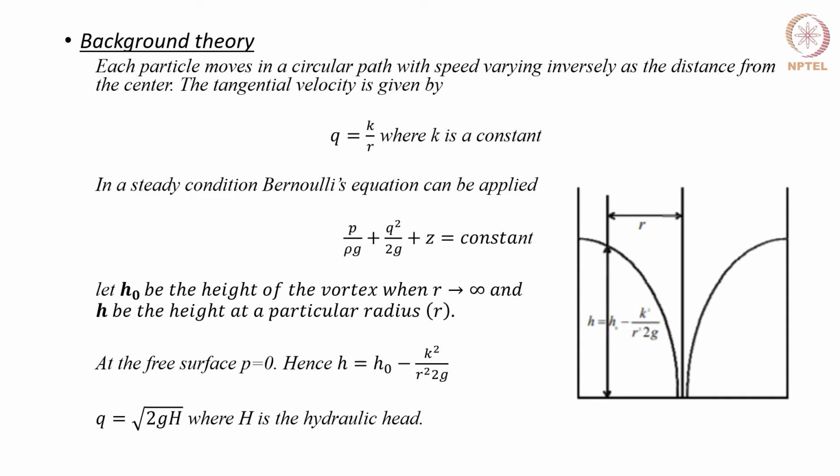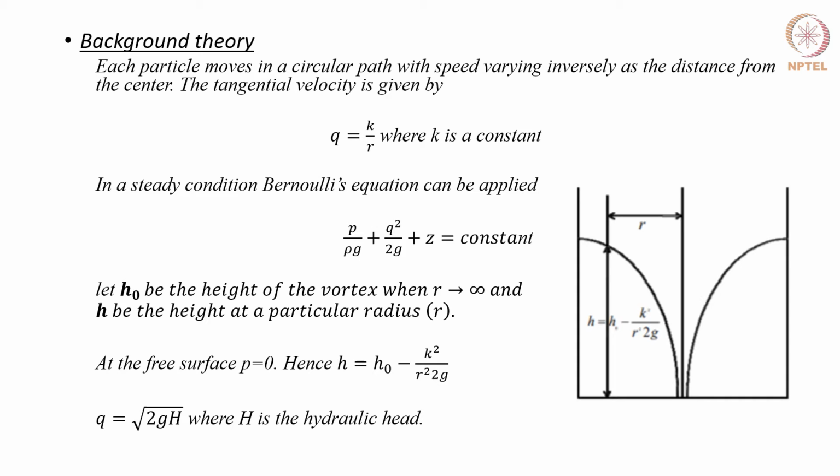So when the vortex is steady, Bernoulli's equation can be applied. Let's assume h0 be the height of the vortex when r tends to infinity, and let h be the height at any particular radius r. Applying Bernoulli's equation and the boundary condition that at the free surface pressure is equal to 0, the equation for plotting the profile of the vortex, h = h0 - k²/(2g r²), can be obtained. Using this equation, the theoretical profile of the vortex can be plotted.